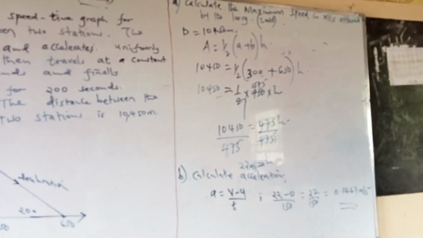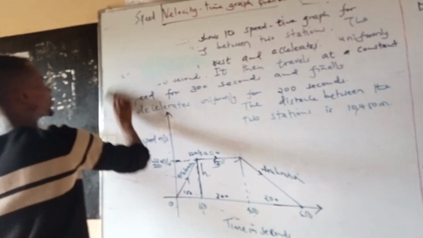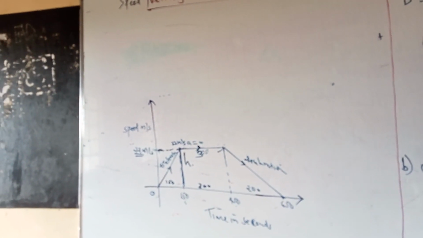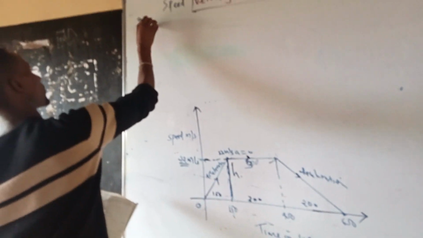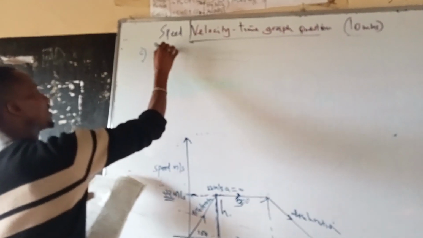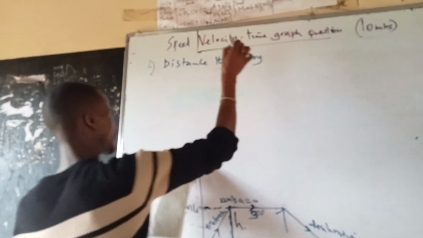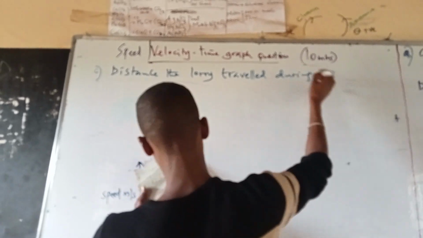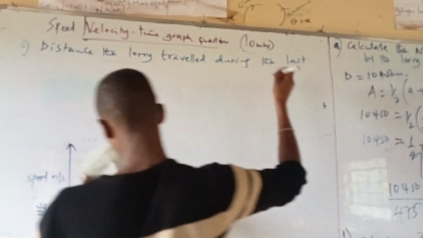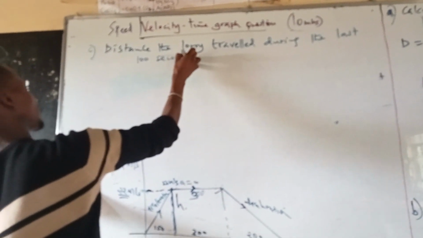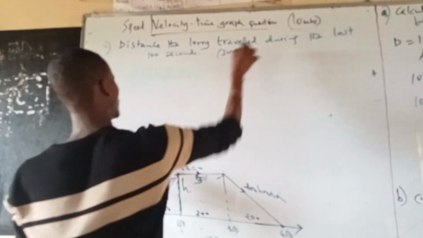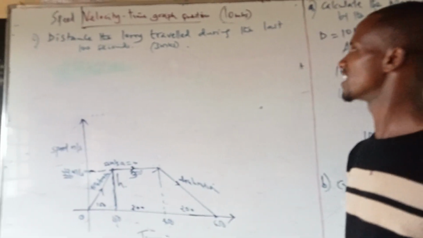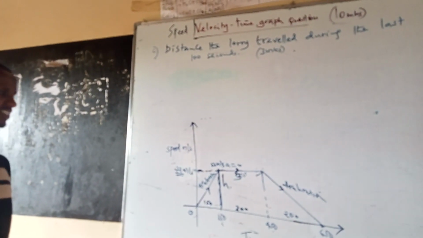The next question is Number C. You're told to calculate the distance the lorry traveled during the last 100 seconds. So this is 3 marks, and the previous one was 2 marks.